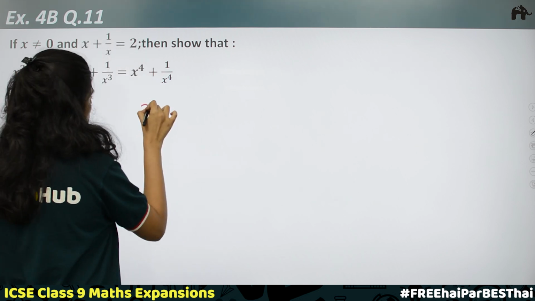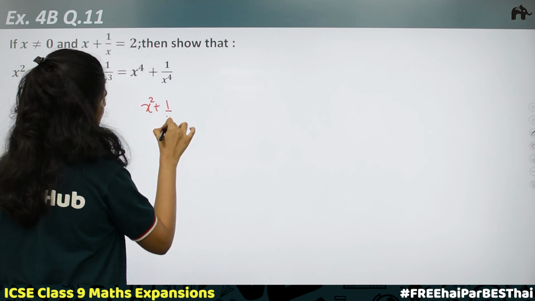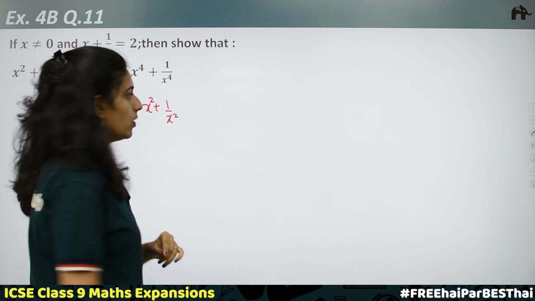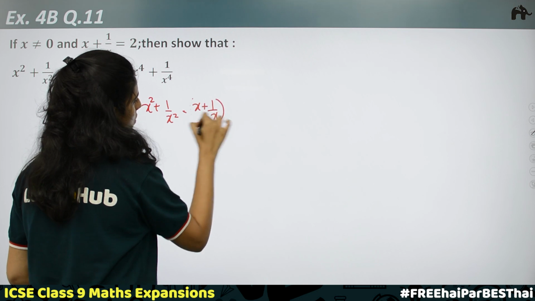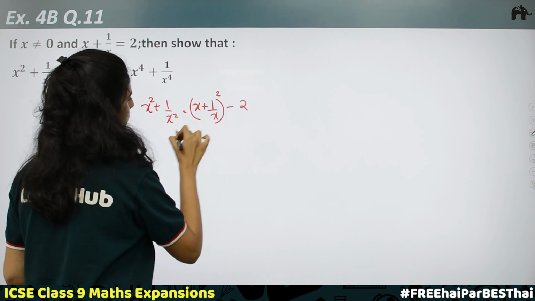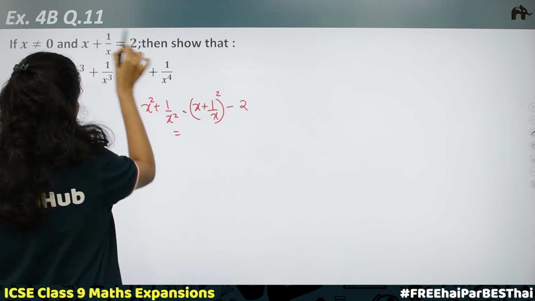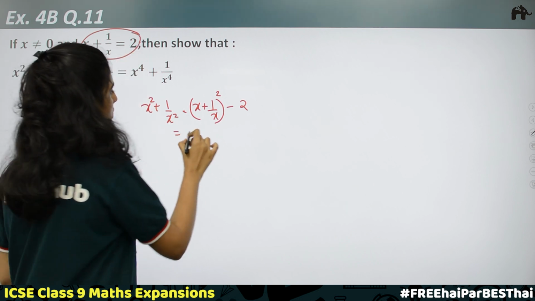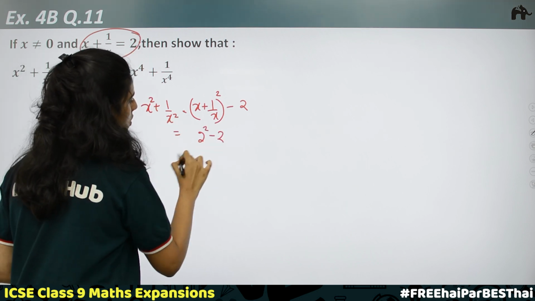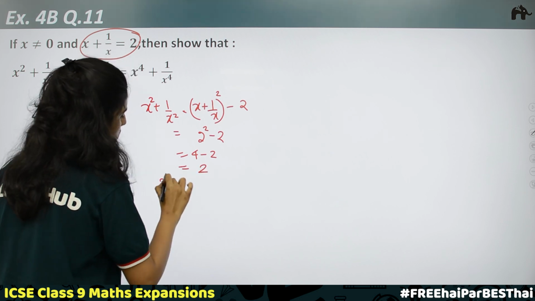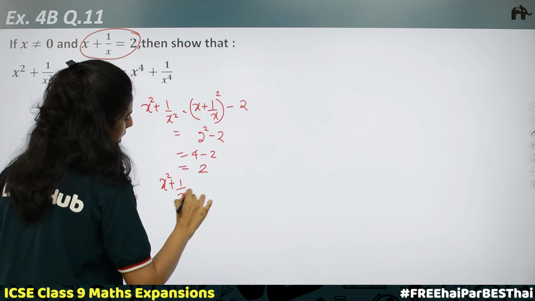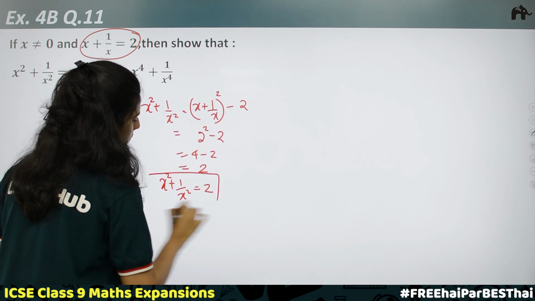First, to find x square plus 1 by x square. What is x square plus 1 by x square? We have x plus 1 by x whole square minus 2. x plus 1 by x is equal to 2. So, this is 2 square minus 2, which is 4 minus 2 equal to 2. So, we got x square plus 1 by x square is equal to 2.